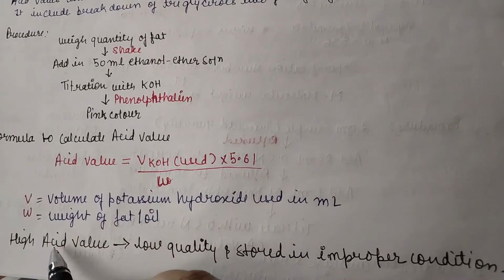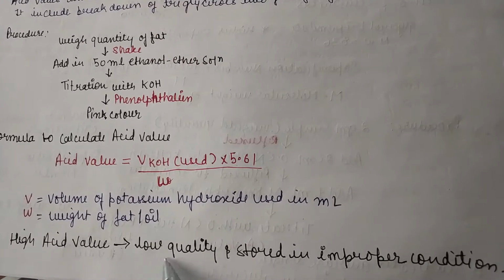If the sample has a high acid value, it means it has low quality and it is stored in improper condition. So basically this acid value helps to indicate the storage condition of fat or oil.